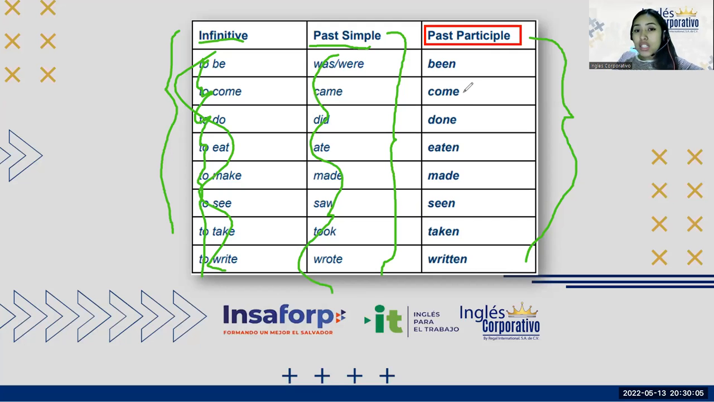So, this past participle has like three uses. Tiene como tres usos. El primero, guys, se utilizan, esto lo vamos a ver hasta después, en algunos adjetivos. Segundo, lo ocupamos para la voz pasiva. Y tercero, lo ocupamos para el presente perfecto, que es la estructura que vamos a estudiar ahora. ¿Ok? So now, in this class, let's focus on the past participles, please. En esta clase nos vamos a enfocar en los past participles, guys.